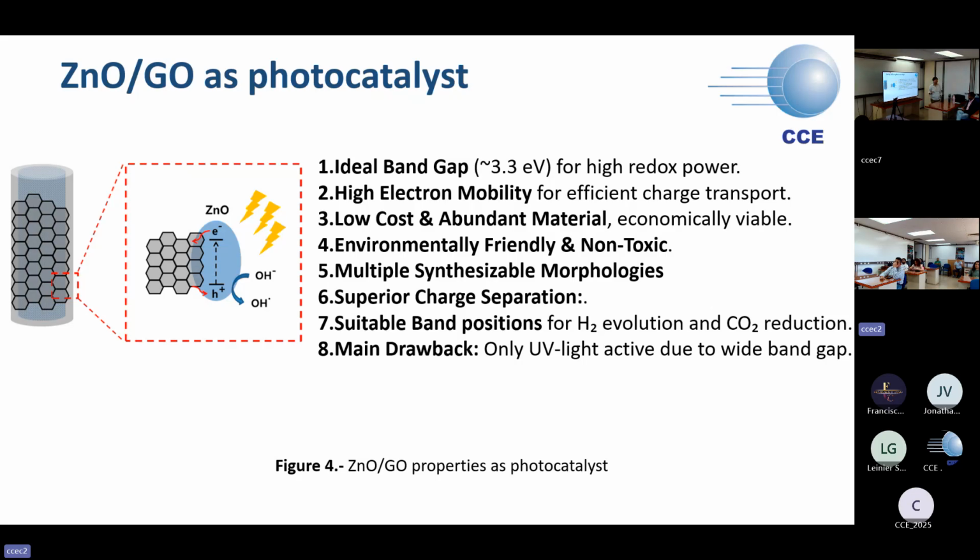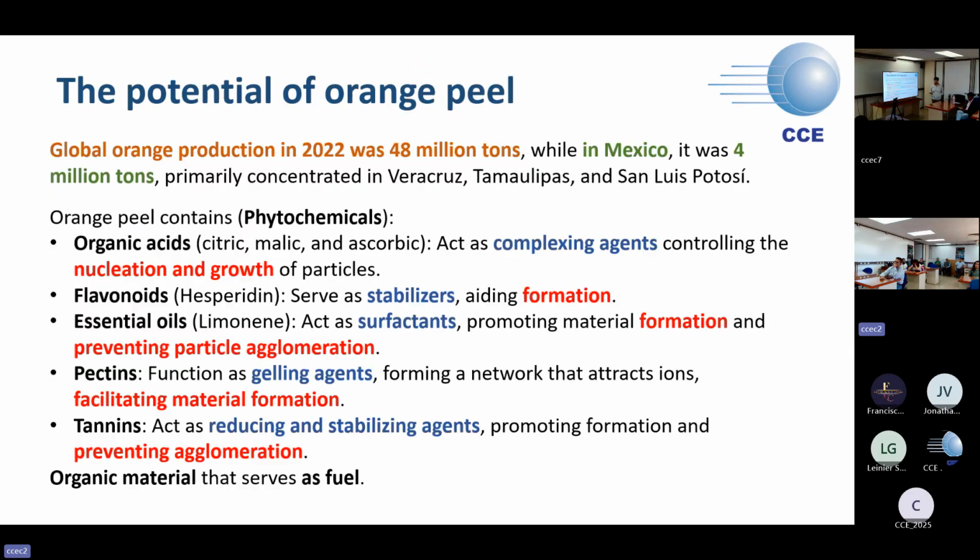Actually, we use it, for example, in animal feed, because it has anti-fungal activity. Also, for example, in sunscreen, to protect from the sunlight. So it has a lot of properties that make it a very good candidate to work with. Another relevant aspect is that it has suitable band positions, so the potentials are between the band gap, and we can develop different reactions.